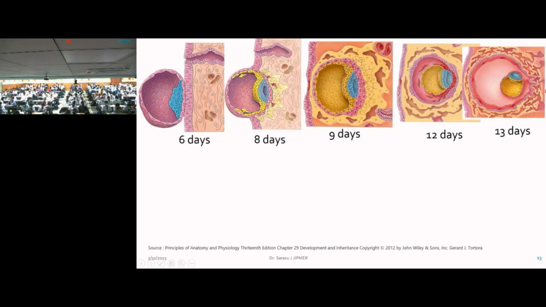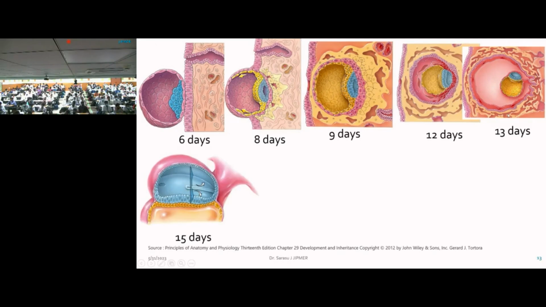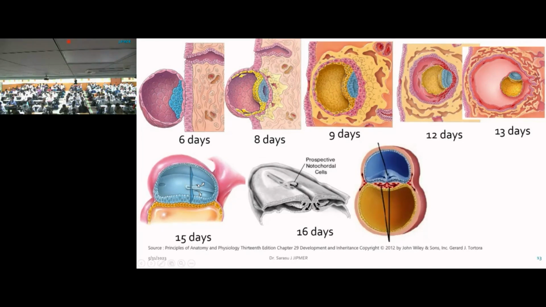Okay, and then this is the cavity which is there. So we are going to get the trilaminar disc. So we just cut like this and go and see that. And this is the trilaminar disc formation. This is the primitive streak over here. Somewhere here our job starts.